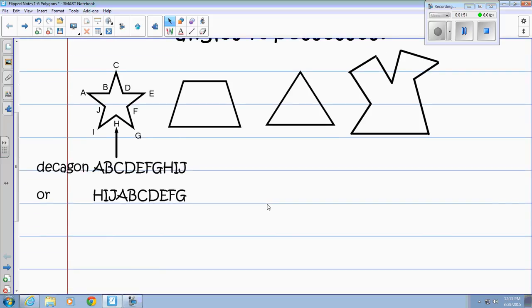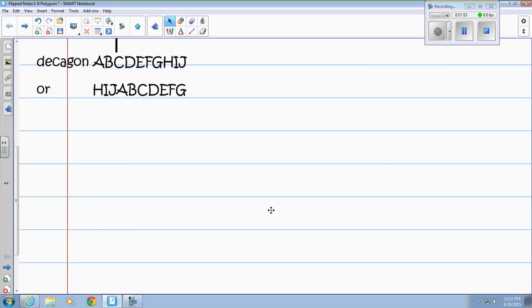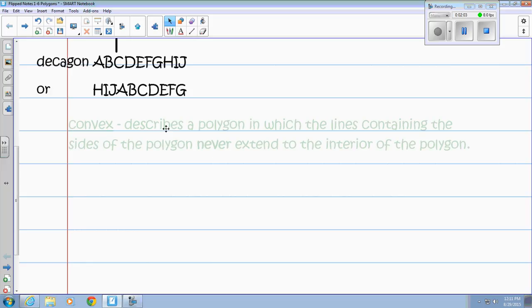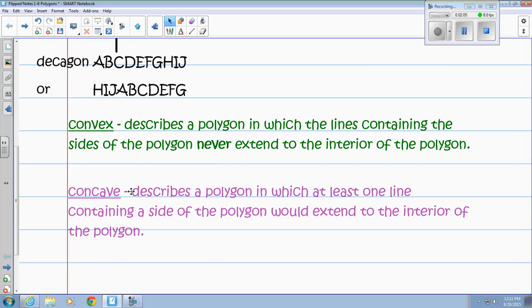Okay, so polygons have certain things in common. They're always closed figures. They can never contain any curves like in a circle or an oval, but they do look a lot different. So we have a couple of different ways that we can describe them. So a polygon can be either convex or concave.